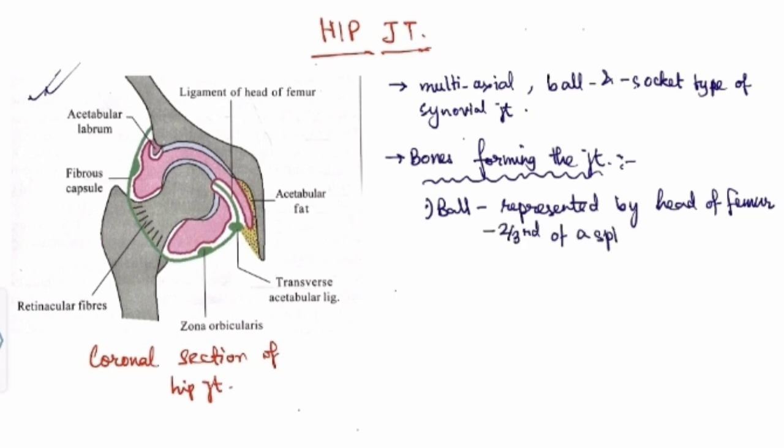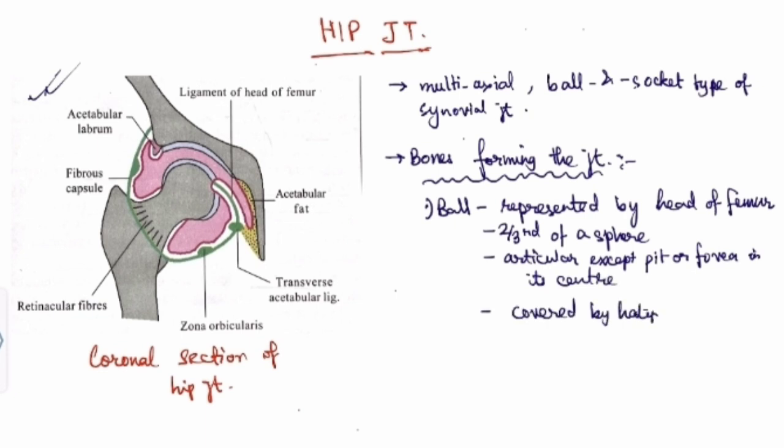All these points are important. This is the bare minimum that you can write if a question comes regarding the hip joint. Completely articular except the pit or fovea in its center. You don't need to draw the pit or fovea, though I'll show it to you. And it's covered by hyaline cartilage, which is thickest in the center and thinnest at the periphery.